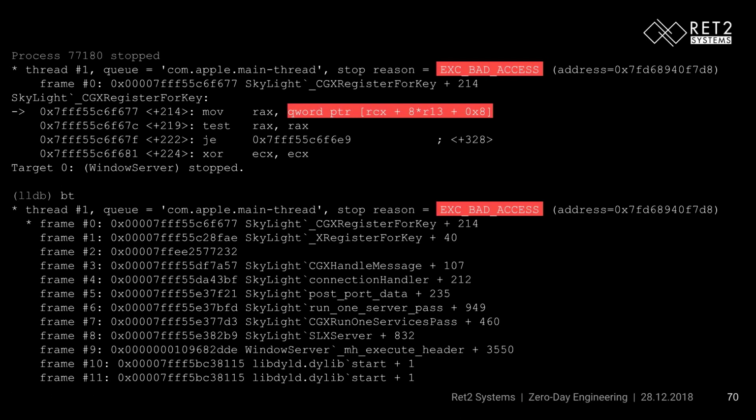But there's lots of null derefs, lots of garbage, but then this one stood out in particular. So anytime you see this thing up here that says EXC_BAD_ACCESS with a big number up there, address equals blah, blah, blah, that's a really bad place to be. And so this is a bug that we ended up using at Pwn2Own to perform our sandbox escape. If you want to read about it, again, it's on the blog. We're not going to go too deep into it here.